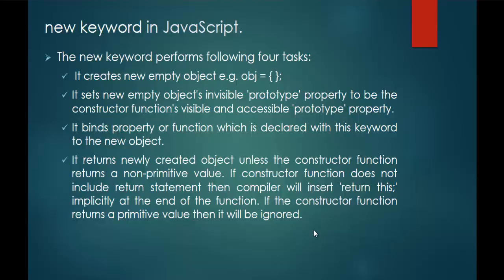First, it creates an empty object. The second point is it sets the invisible prototype of the empty object to the constructor function's visible and accessible prototype property. And third, it binds all the properties and functions which include the this keyword in the function, and assigns them to the new object. And fourth, it returns the newly created object unless the constructor function returns a non-primitive value. If the function contains a return statement, then that will be ignored. These are the four rules you have to keep in mind, like what happens exactly when you create an object using the new keyword. To understand this very clearly, I'll jump to the next slide.